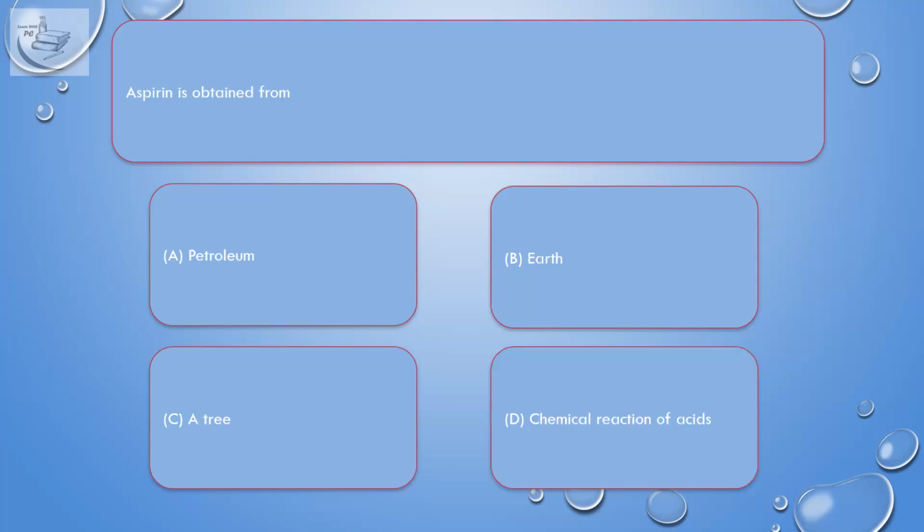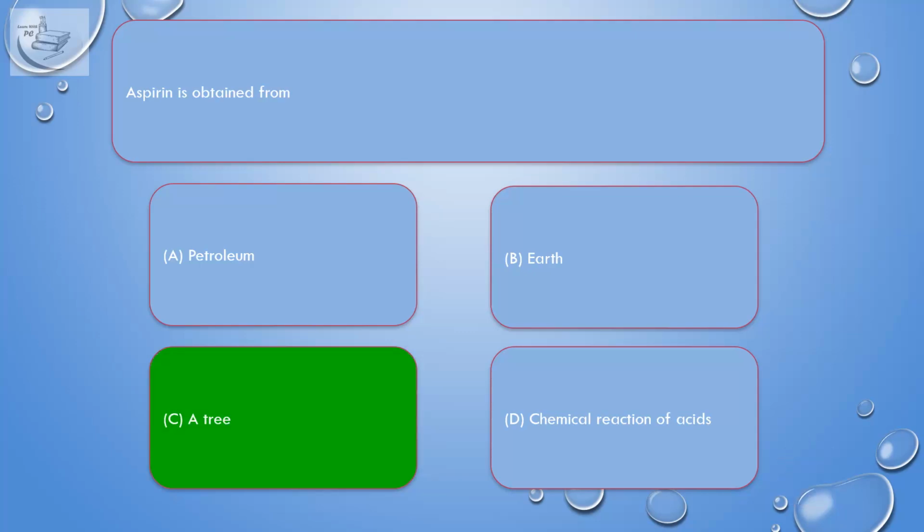Question: Aspirin is obtained from A. Petroleum, B. Earth, C. A tree, D. Chemical reaction of acids. Correct answer is C. A tree.